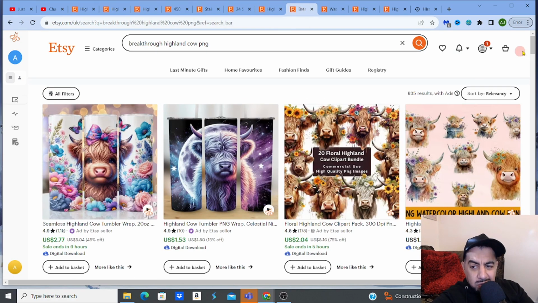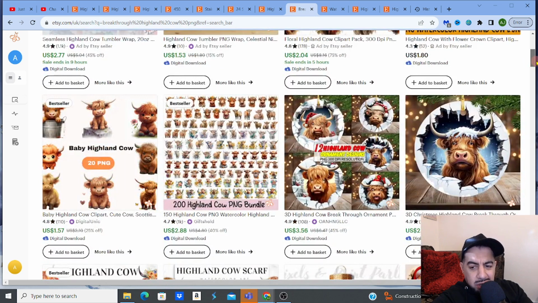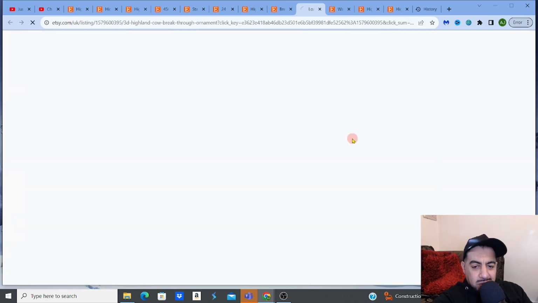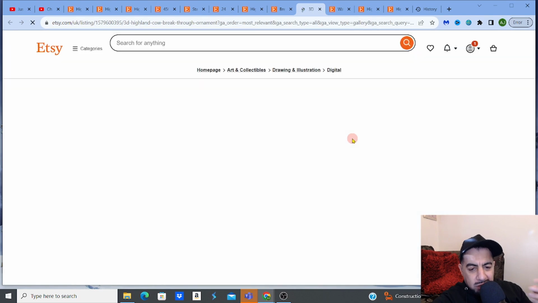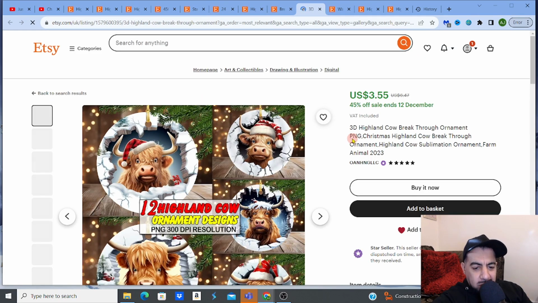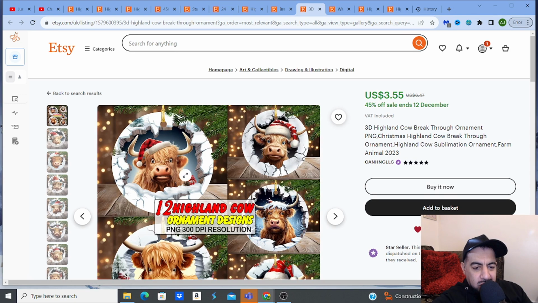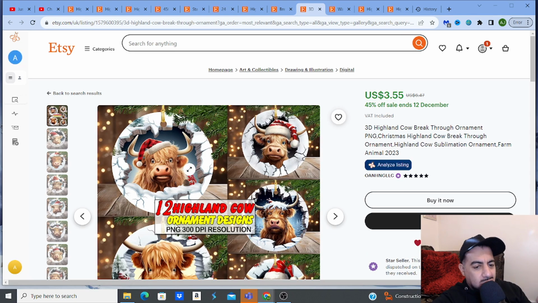Now, this is another one which I've spoken about before, and it's the breakthrough style. It's that breakthrough design style where you've got, and again, I'm using Highland cows, a Highland cow, in this case, breaking through a wall of ice or snow or brick or something. Or hole in the wall style, whatever you want to call it. And it's becoming quite popular.